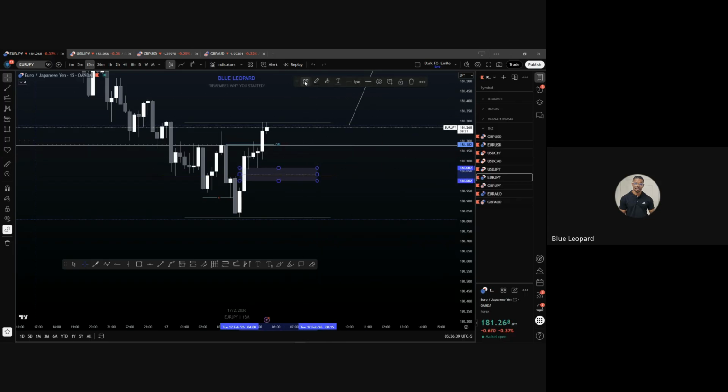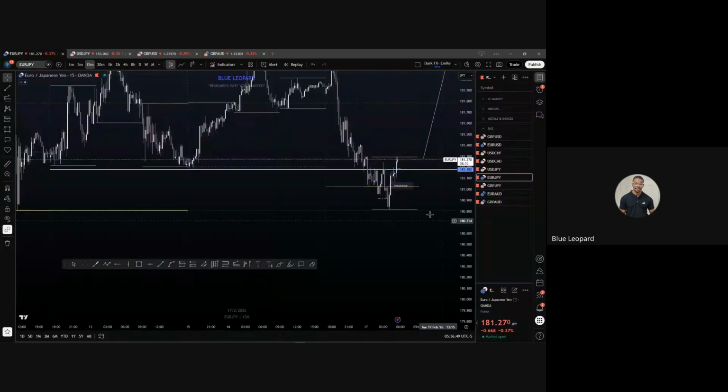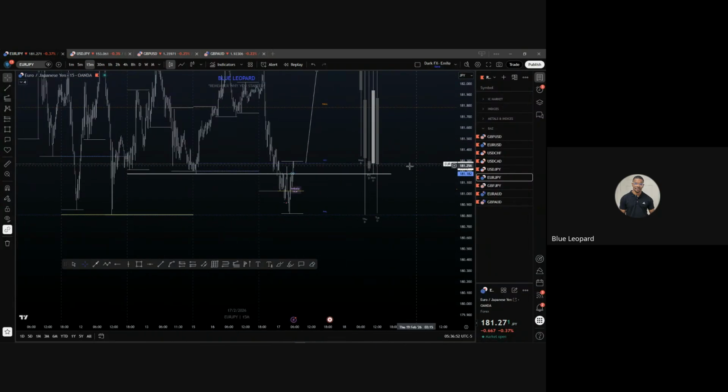And I will mark it with text or like this, something lighter. Okay, you have an imbalance. Then price could probably come back here. This is how you find yourself a good entry. This is the previous daily low. I don't need to mark it because I already have the line drawn here.